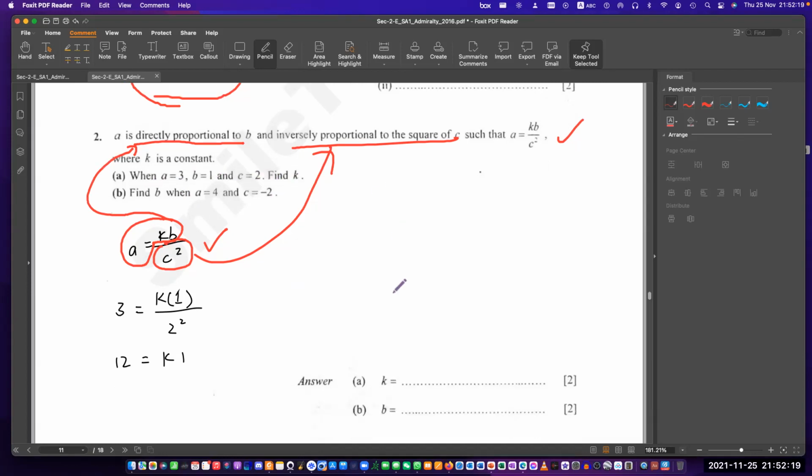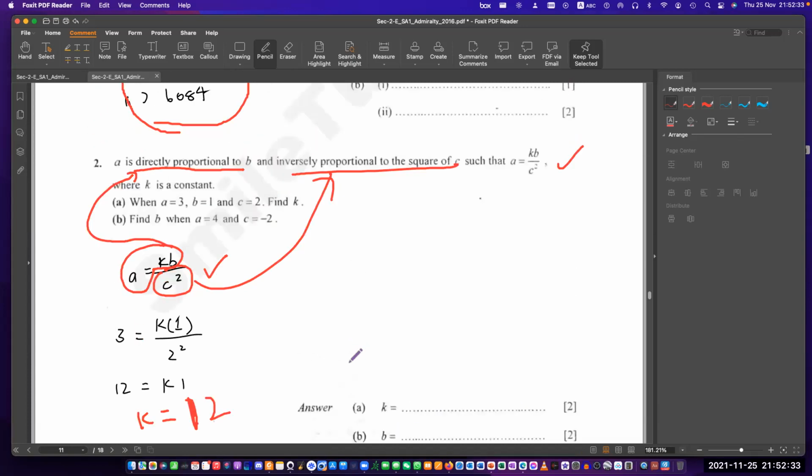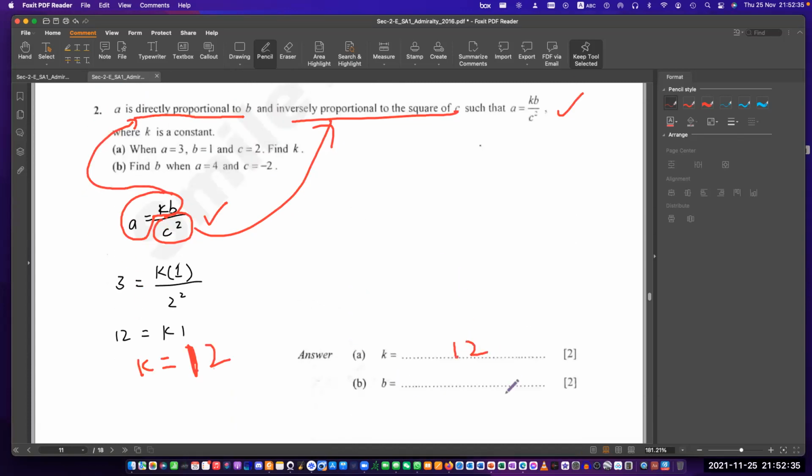So you just plug in all the numbers. So you plug in, then it's 12K. So K is equal to what? 12 is equal to 1K. So K is equal to 12. Yes. How come you never continue? Did you continue? You never continue. So K is equal to 12. 2 marks.